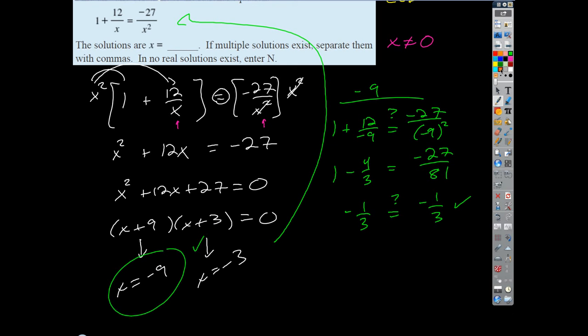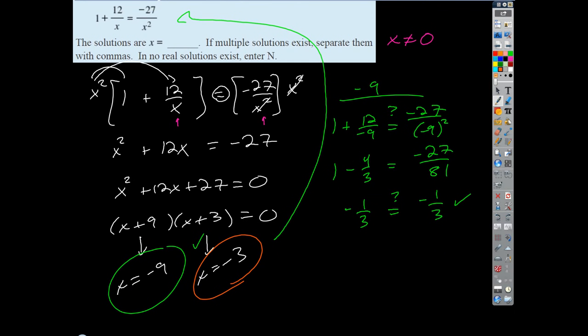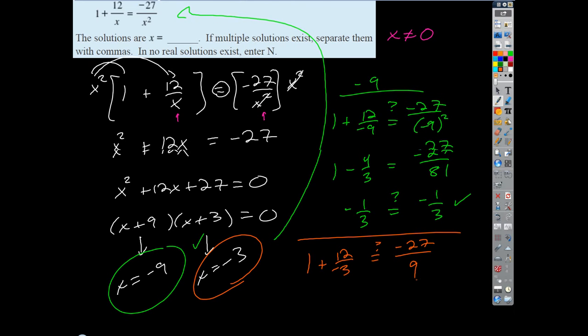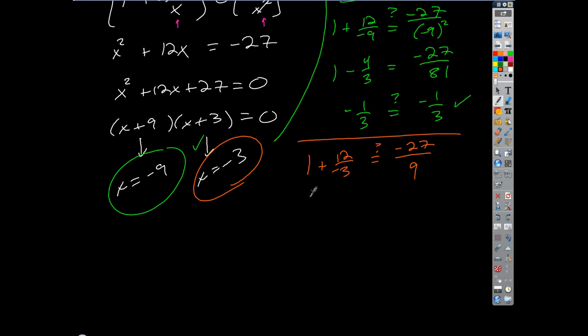What about negative 3? We'll check that one and see. -3. If I plug that in, I'm going to get 1 plus 12 over -3 on the left, and on the right I'm going to get -27 over -3 squared. We'll just simplify that and call it 9. And so on the left side we get 1 plus -4, so -3, and on the right side -27 over 9 is also -3, so that one checks as well. So -9 and -3 are our solutions.